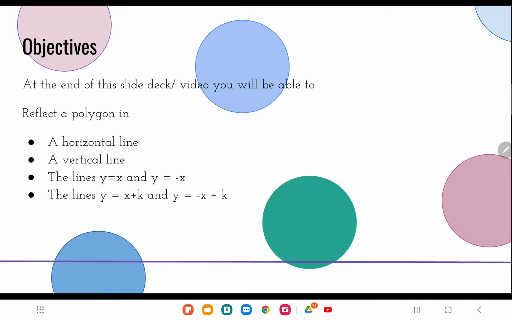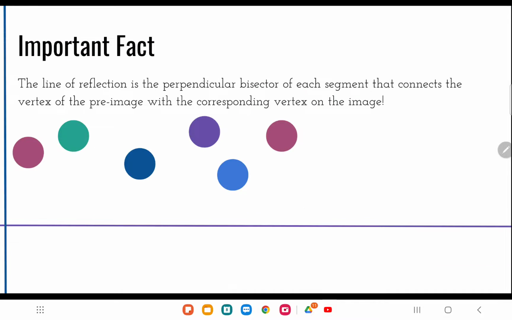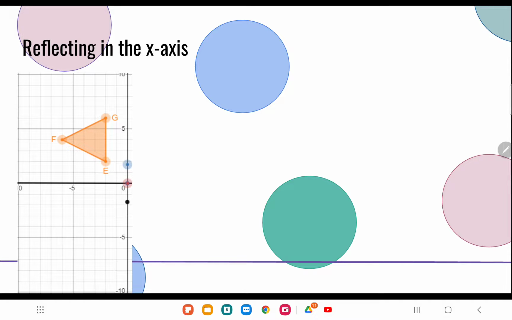By the end of this slide deck and video, you will be able to reflect a polygon in a horizontal line, a vertical line, the lines y equals x and y equals negative x, and lines of the form y equals x plus k and y equals negative x plus k. An important fact to remember is that the line of reflection is the perpendicular bisector of each segment that connects the vertex of the pre-image or starting figure with the corresponding vertex on the image or ending figure.